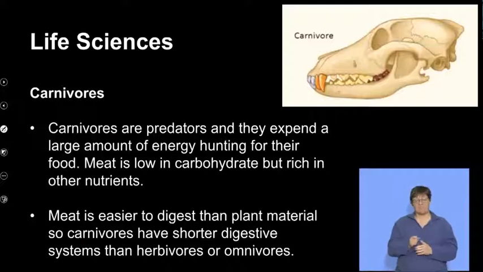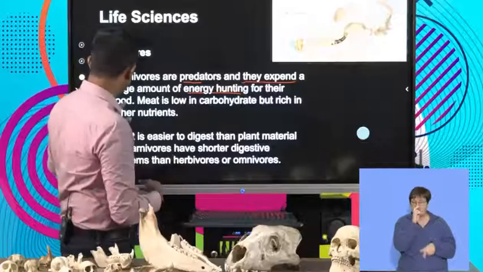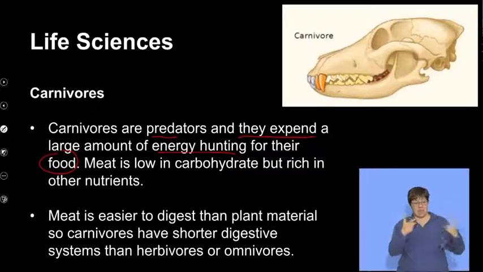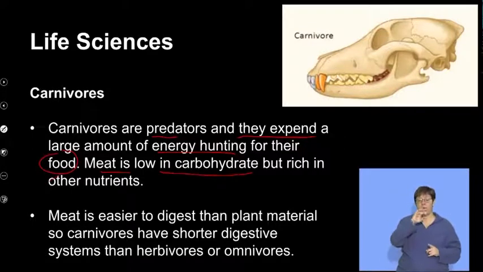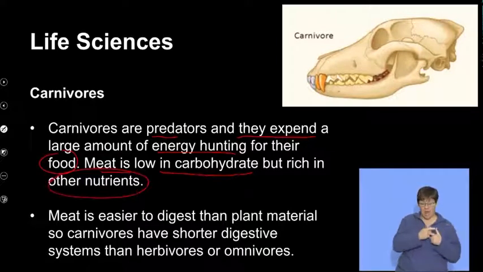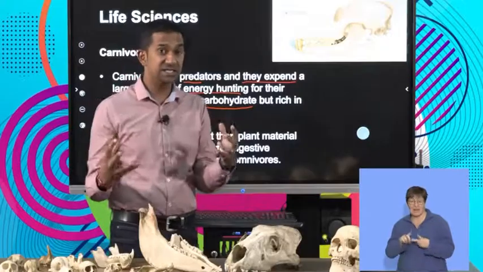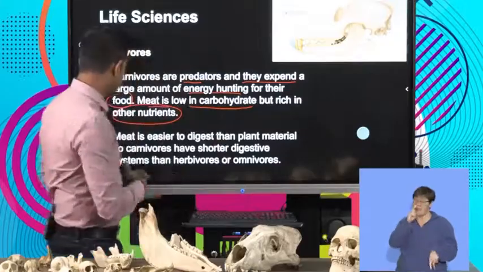Carnivores are predators, and they expend a lot of energy in hunting. Hence, in order for them to be able to access food, they must be able to feed off larger prey. Meat is low in carbohydrates but rich in other nutrients such as amino acids and protein, and that is essentially important for the energy requirements.